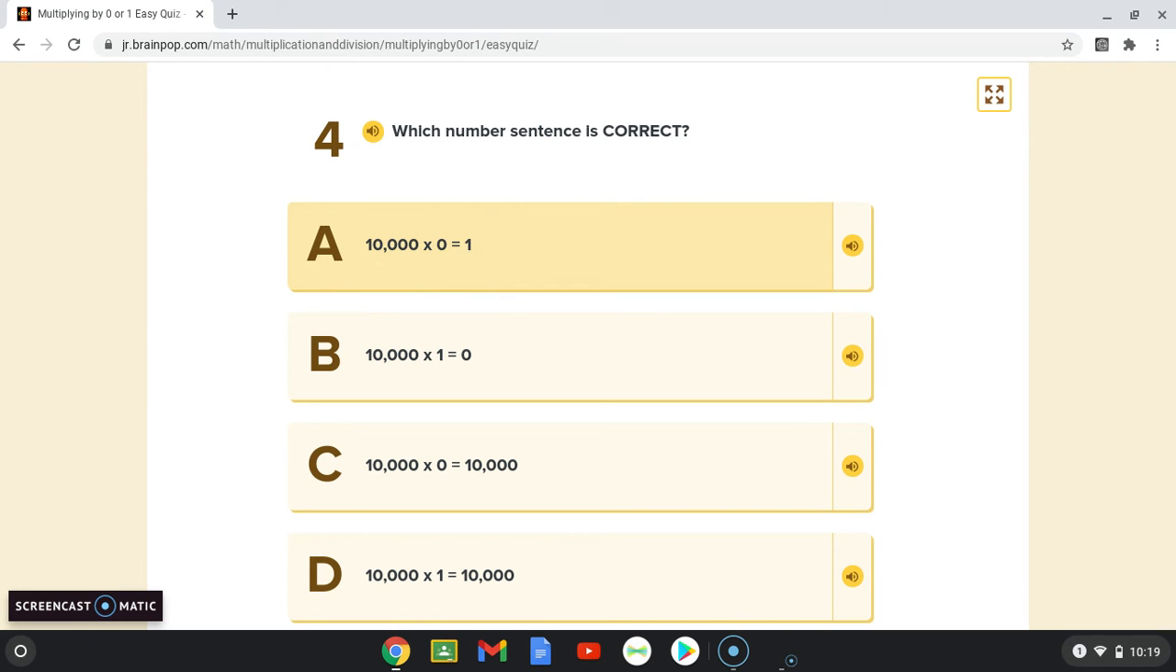A is not correct. B is multiplied by 1. So 10,000 times 1 should be 10,000. B is not correct. Let's take a look at C. 10,000 times 0. Any number multiplied by 0 is always 0. So C is incorrect. D better be right, but let's check it. 10,000 times 1. Since we're multiplying by 1, our answer should be the number we started with. Yep, 10,000 times 1 equals 10,000.